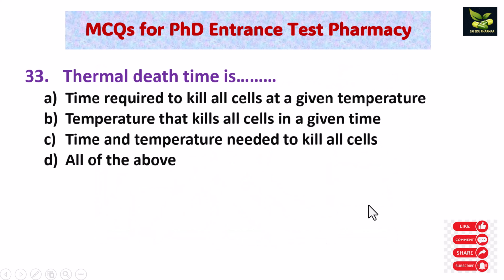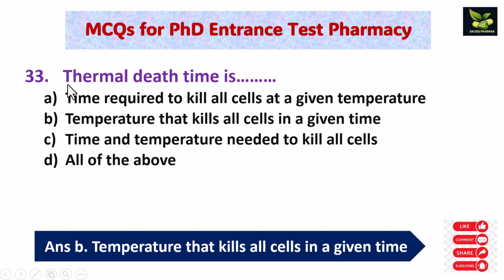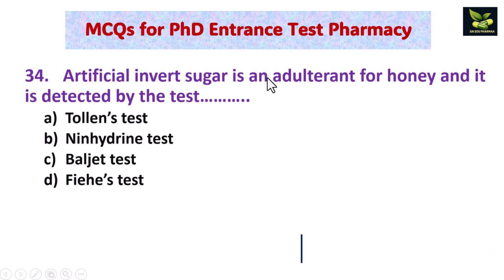Next is thermal death time is time required to kill all cells at a given temperature, temperature that kills all cells in a given time, time and temperature needed to kill all cells, all of the above. We know that thermal word is related to temperature. So the temperature that kills all cells in a given time is called thermal death time.